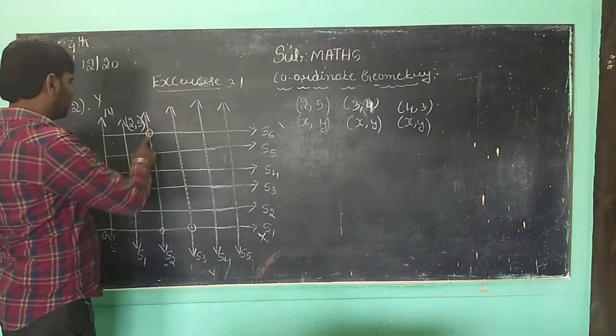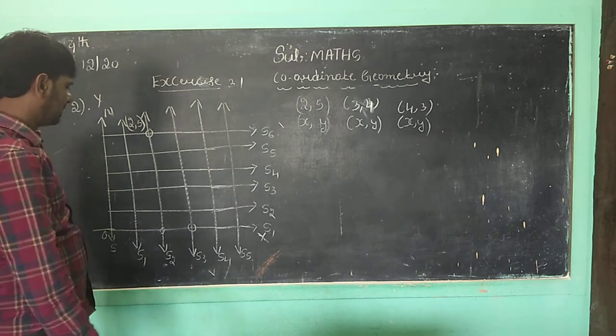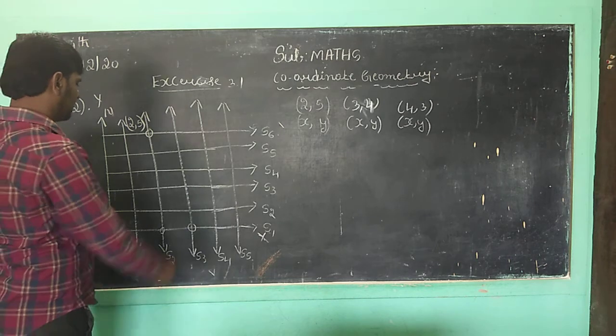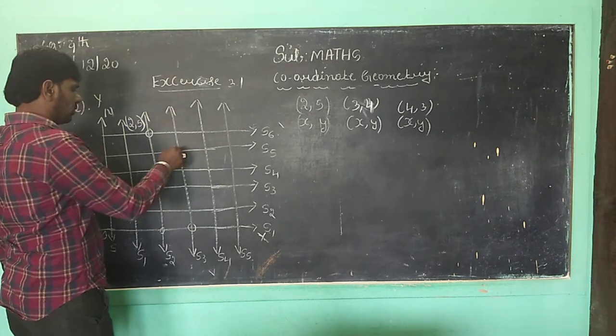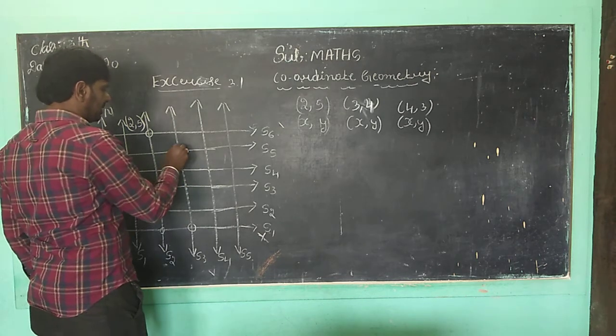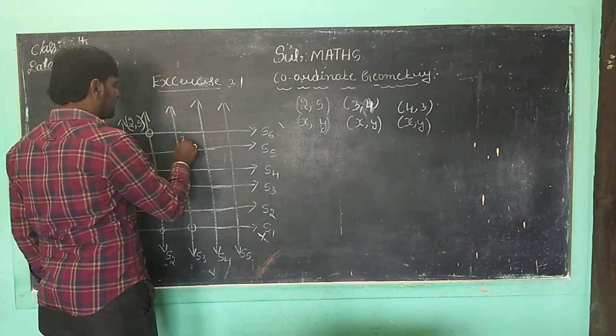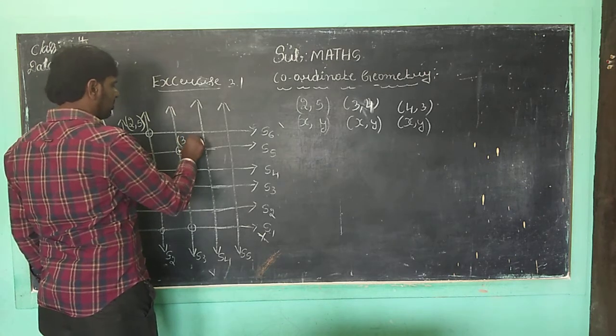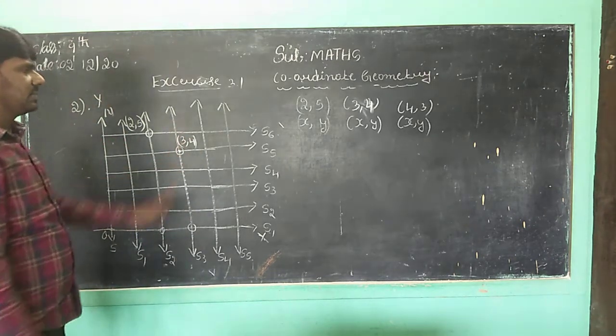Whatever it may be. Children, now you want to represent. Okay, children. How you can represent this one also? This is 1, 2, 3, 4. This is also 4. Correct. Children, now you want to represent this is 3, comma 4. Because x axis is 3, y axis is 4.